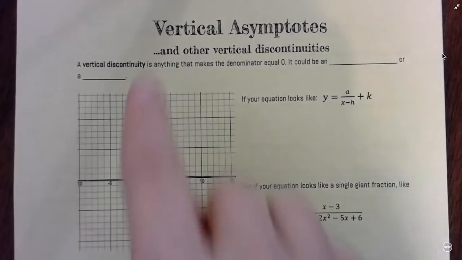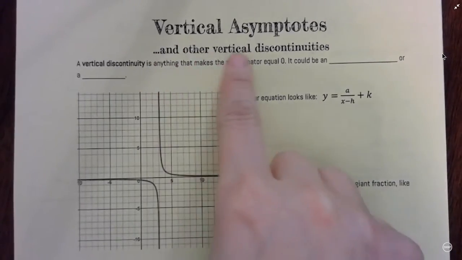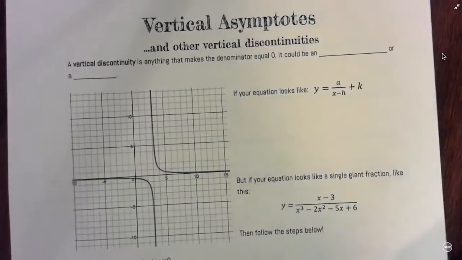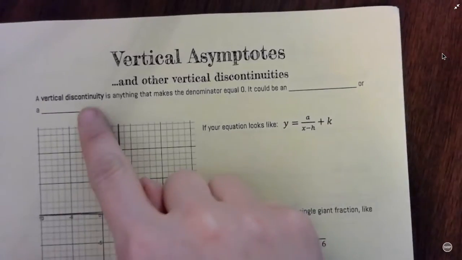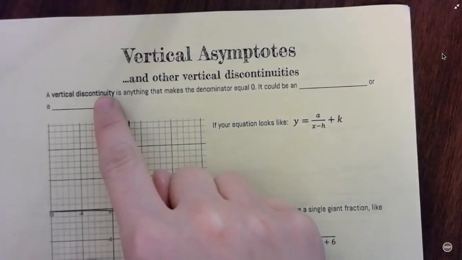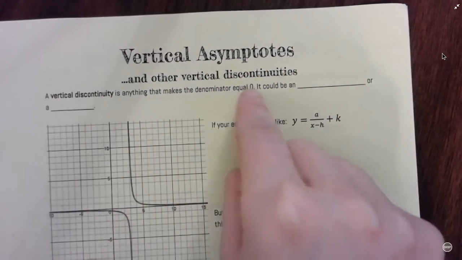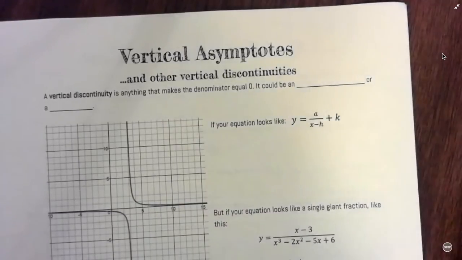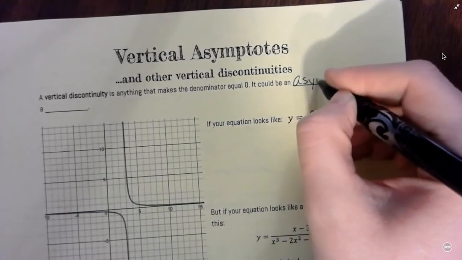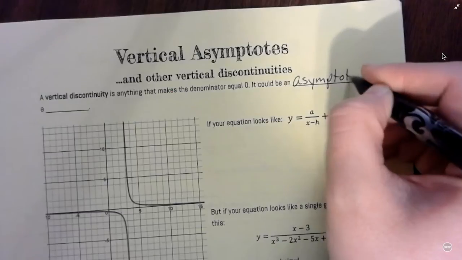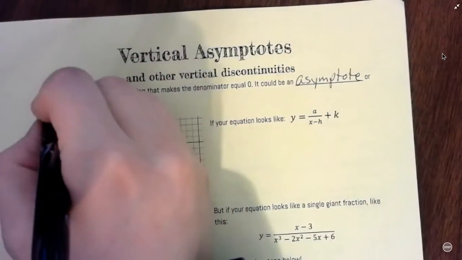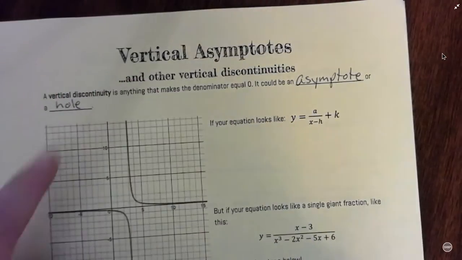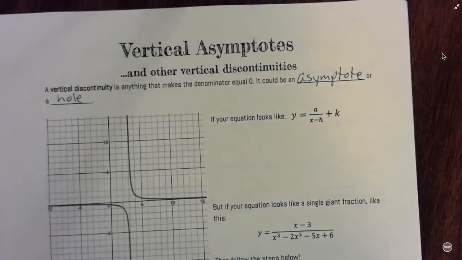Welcome, students, to vertical asymptotes and other vertical discontinuities, which is on page 3 of your notes. A vertical discontinuity is anything that makes the denominator equal 0. It could be an asymptote, which are those barriers that we talked about last week, or it could be a hole, which we saw one example of on the assignment last week.